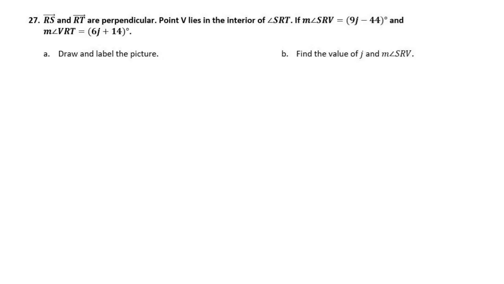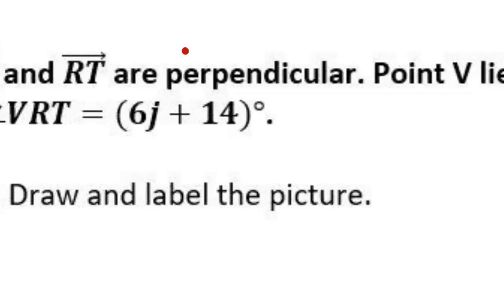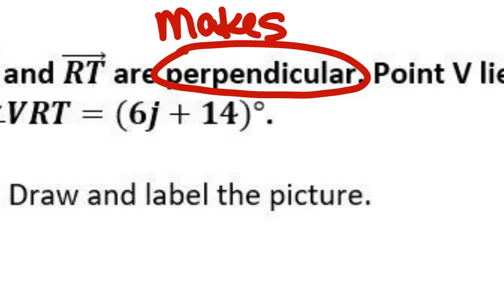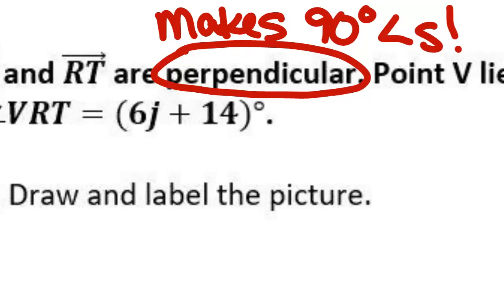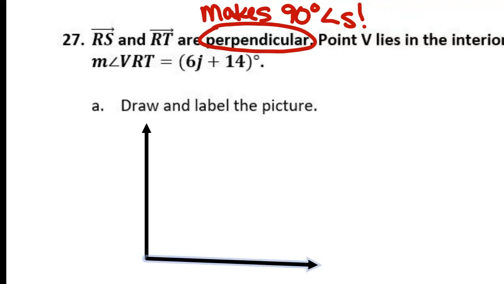Number 27 says ray RS and ray RT are perpendicular. What does perpendicular mean again? Yes, means makes right angles. So I know what this needs to look like when I draw these two rays. It needs to look like this. And in the corner, I'm going to put a right angle marking.